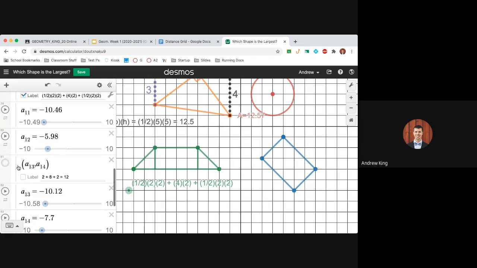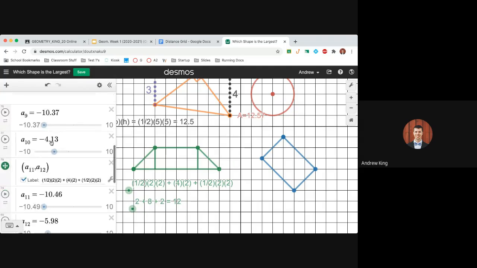So when we go and do those calculations, 1/2 of 2 times 2. 2 times 2 is 4. Half of 4 is 2. Same thing for this triangle. And this rectangle, I can see it's got 8 boxes, 4 times 2. So 2 plus 8 plus 2 gets me to 12. So that has a little bit less area than the orange triangle and the red circle. So that's the green trapezoid.